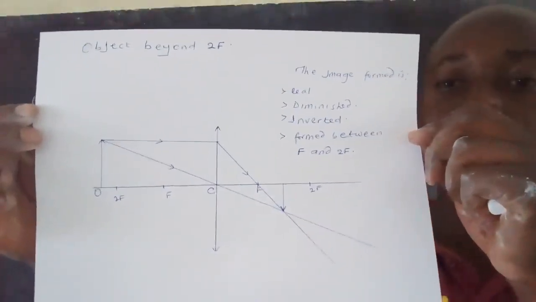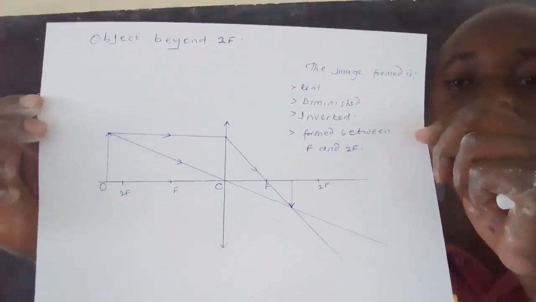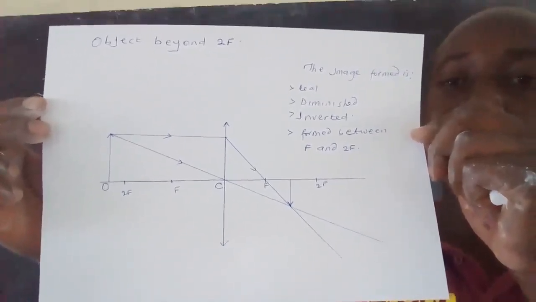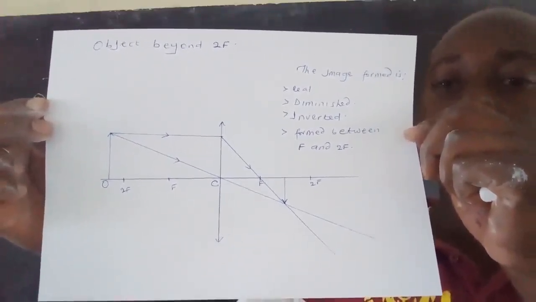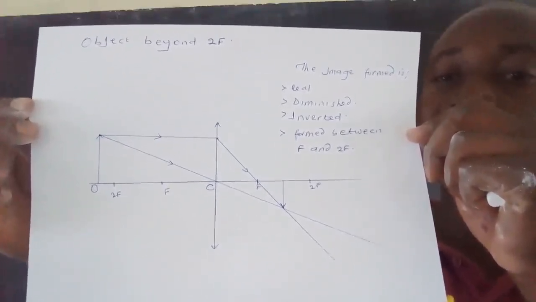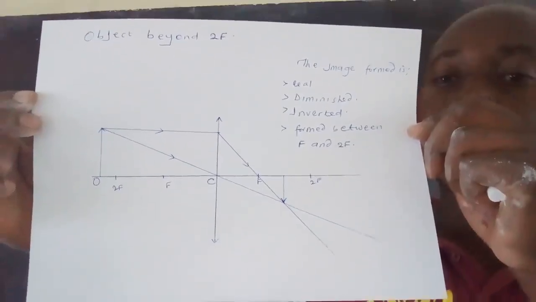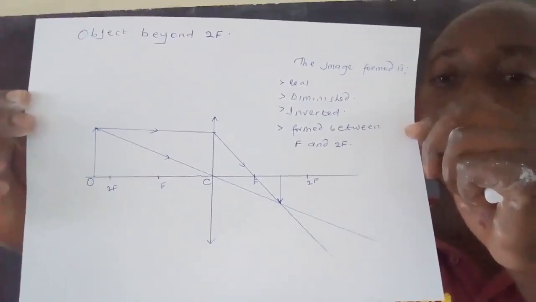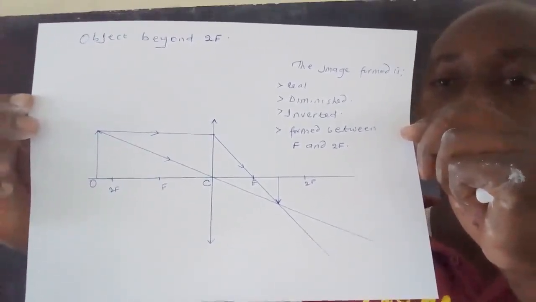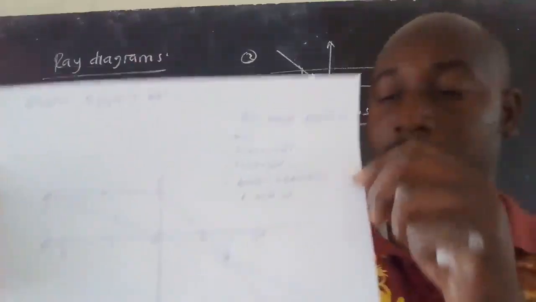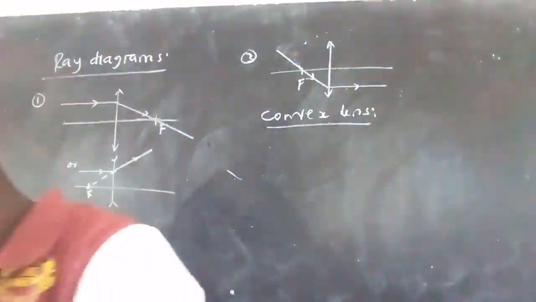Object placed beyond 2F. I think you can see the image is diminished, inverted, and it is real because it is formed by rays which are actually meeting, and it is formed between F and 2F. Is that okay? Then another one.